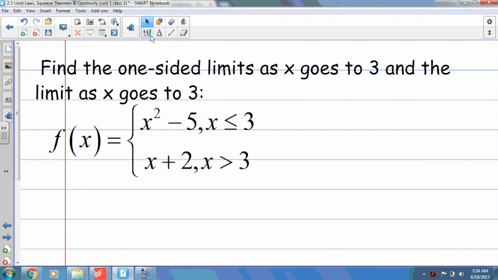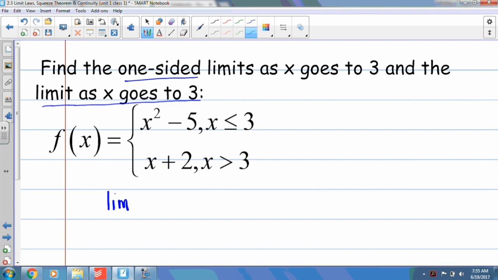So you should also be able to find one-sided limits when your function is given as a piecewise function without graphing first. So this is really important. You don't want to waste time graphing the function first. So if I want to find the limit as x goes to 3 of f of x, I'm going to have to find first the right and the left-handed limits so that I can then find the limit as x goes to 3.